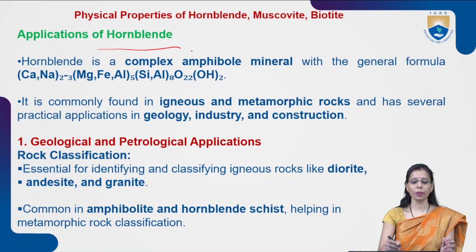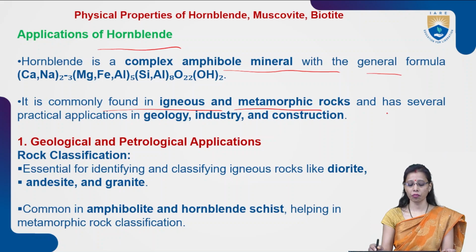Now, if you see applications of Hornblende, it has applications in various fields. Hornblende is a complex amphibole mineral with a general formula of Ca2(Mg,Fe,Al)5(Si,Al)8O22(OH)2. It is commonly found in igneous and metamorphic rocks and has several practical applications in geology, industry and the construction industry. Now, if you talk about the applications here, geological and petrological applications.